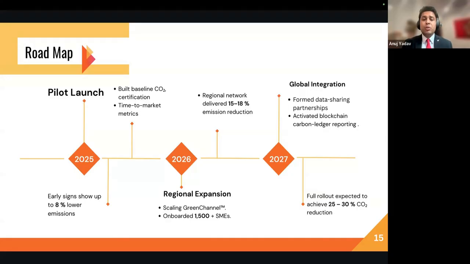By 2026, we move into regional expansion. Here, the Green Channel framework is scaled to five of the fastest growing export clusters, and over 1,500 SMEs are onboarded. Finally, in 2027, we reach global integration. TWTH forms data sharing partnerships with export hubs in North America, Europe, and the Middle East, activating blockchain based carbon ledger reporting and open API exchanges. In essence, this roadmap captures how model execution fits into the global low carbon logistics framework.